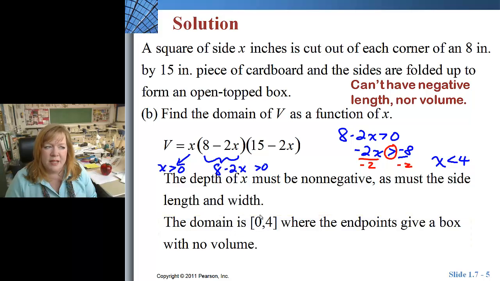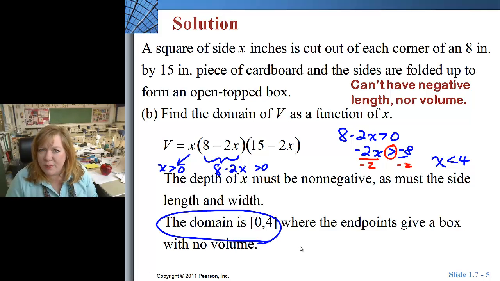The domain is going to be 0 to 4, so we should have said less than or equal to here and here, but you can handle it, because you could have a length of 0, but you wouldn't have a box. Domain is 0 to 4, where the endpoints give a box with no volume. So that's our domain.